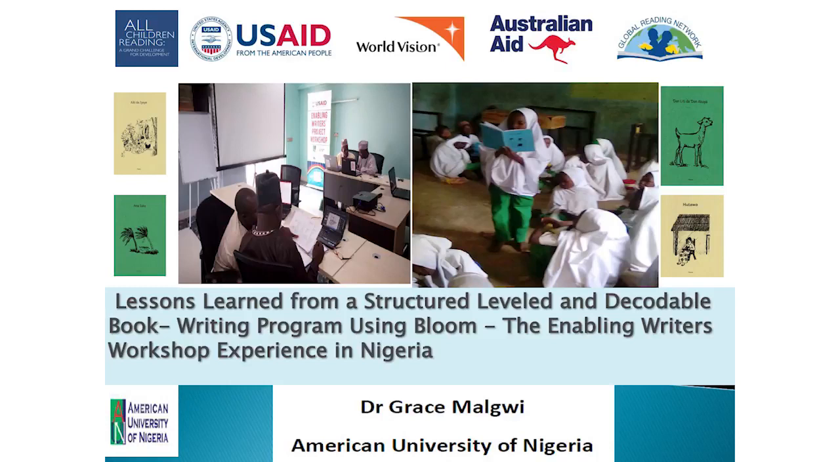Our target was to develop 50 decodables, which are simple single word books with short sentences that can help beginning readers improve their reading, and then 150 leveled books, texts grouped increasingly according to difficulty level. The books were supposed to depict the cultural context of the lives of the children, and that's why the writers were local.